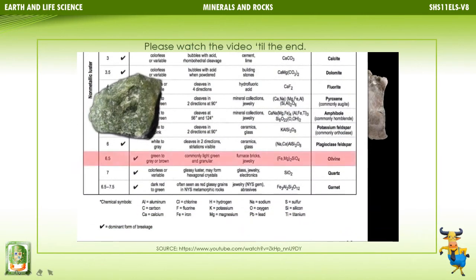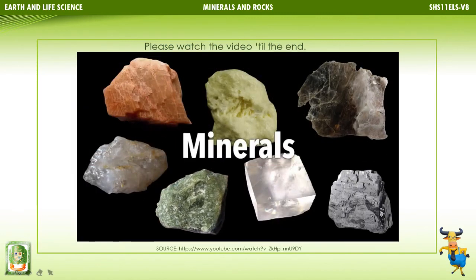Here's another example. This is olivine. You can see it's a much harder mineral, displays fracture, it's non-metallic, and it can be used in jewelry, and you can see its chemical composition right there. So those are minerals.